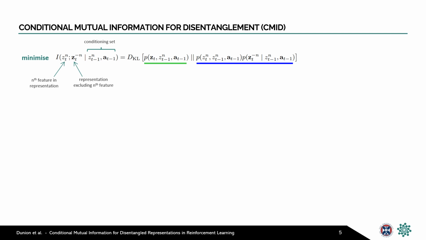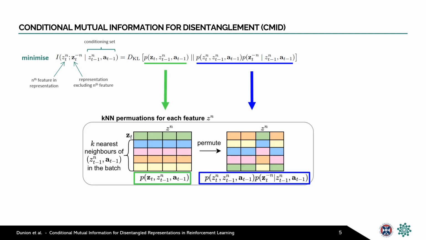To do this, we can minimize the KL divergence between the joint probability distribution in green and the product of marginals in blue. So we need to be able to collect samples from these two distributions, which we do using a k nearest neighbours permutation approach. We use the representations of observations sampled from the replay buffer as samples of the joint distribution that occur naturally in the training data. Then we permute a sample with the other samples in the batch that have the closest conditioning set to approximate samples from the product of marginals distribution.